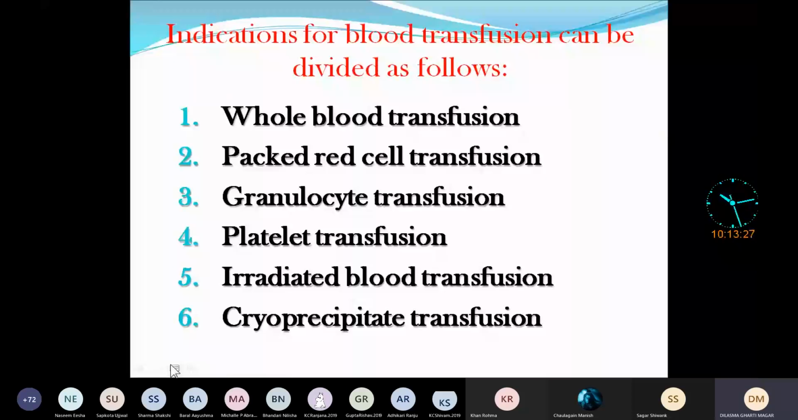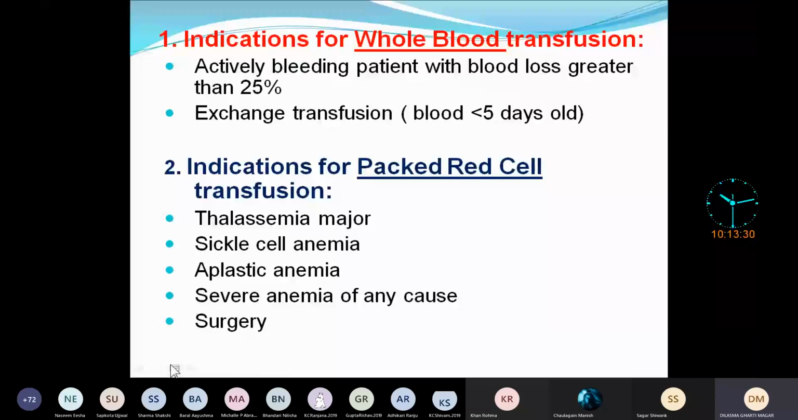Now you see here, in the first line, the indications for whole blood transfusion. Here we can give whole blood, which means RBC is there, platelet is there, plasma is there, and it is not separated. We can give this whole blood in case of an actively bleeding patient with blood loss greater than 25%. Understood here? If a person is undergoing surgery and is actively bleeding, or in case of a road traffic accident or railway accident, if a person is bleeding heavily, at that time we'll give whole blood transfusion.